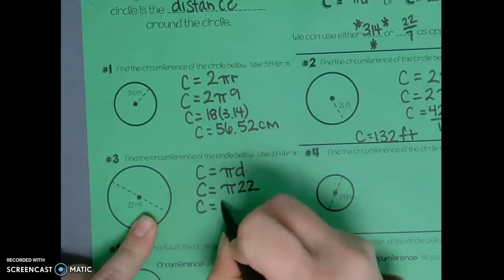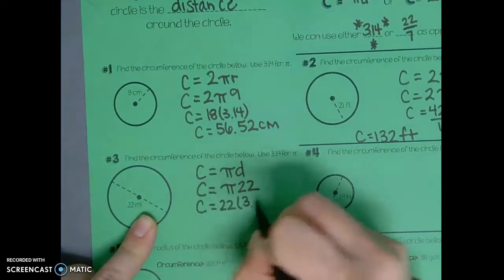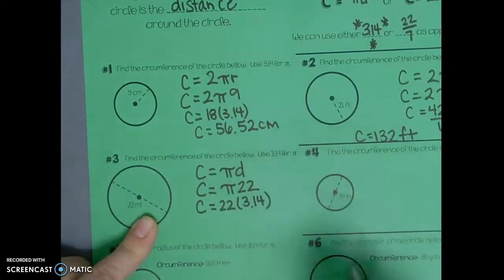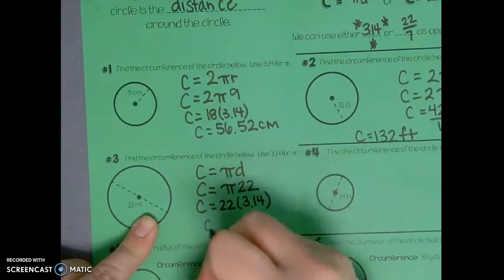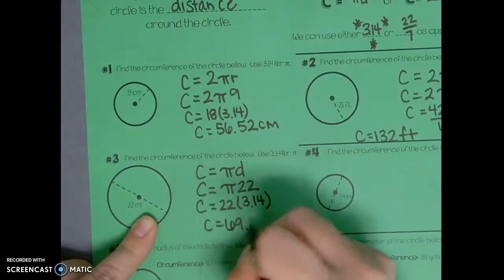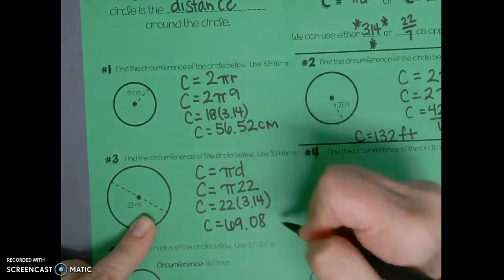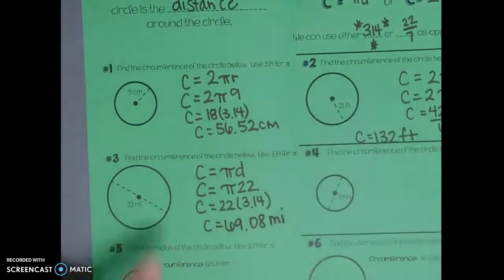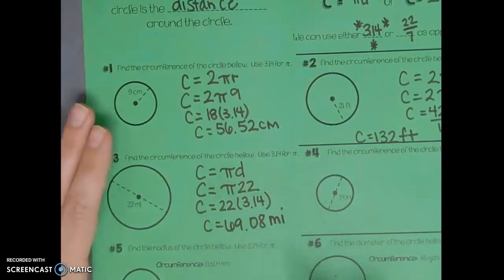And this time we're being asked to use 3.14. So 22 times 3.14, or you could have said 3.14 times 22, either way. And that's going to give us a circumference of 69.08 miles for the circumference of that circle. Okay, so the distance around is 69.08 miles.